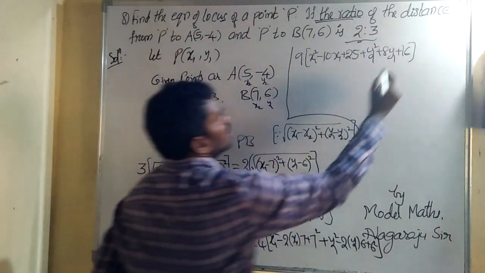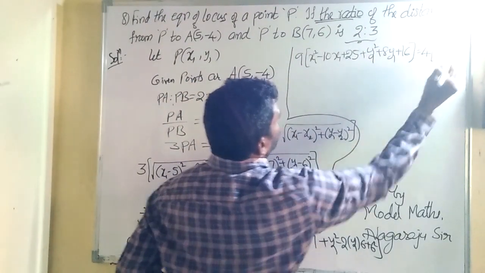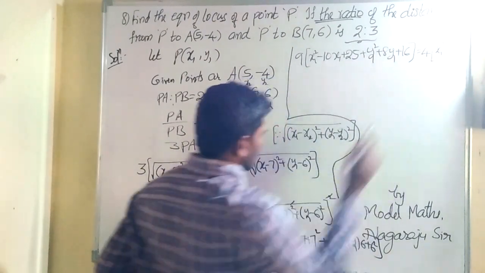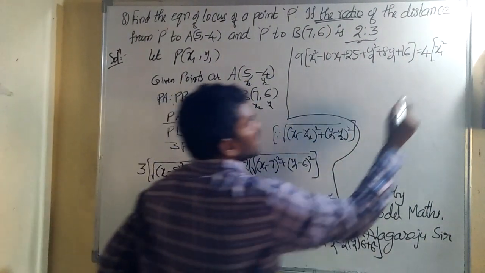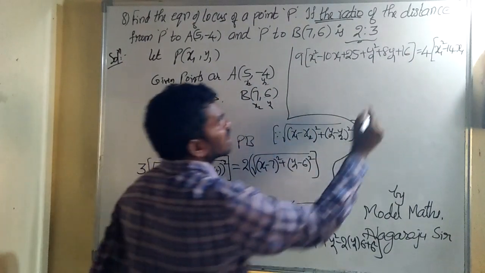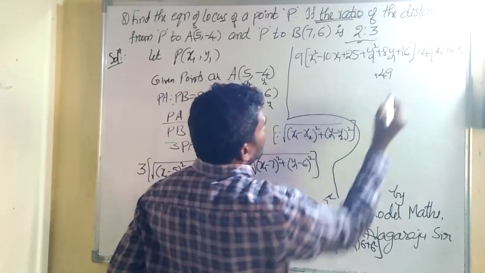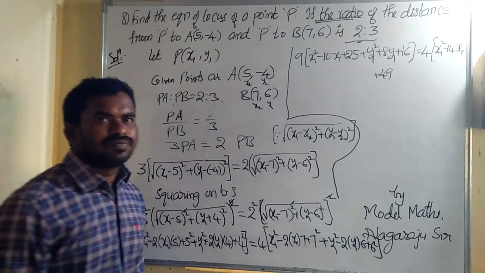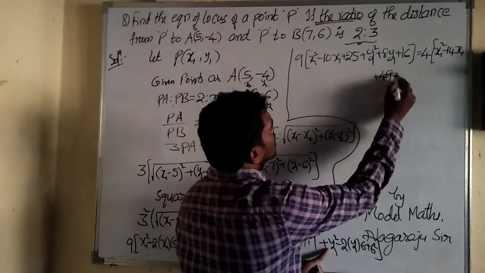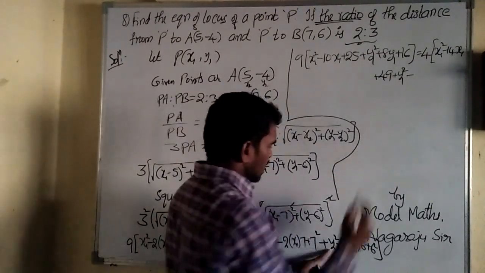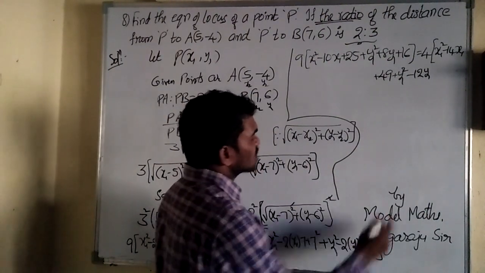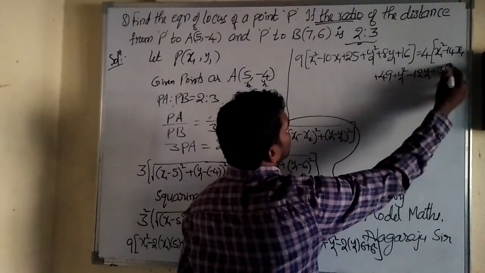Then is equal to 4 into x1 square means x1 square. Next minus 2 into 7, minus 14x1, then plus 7 square means 49. Next plus y1 square. Next minus 2 6s are 12y1. Next plus 6 square means 6 6s are 36.